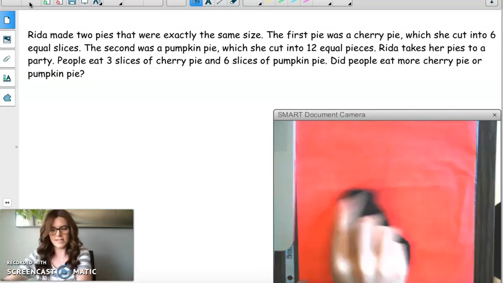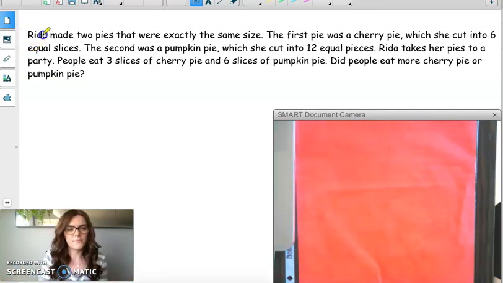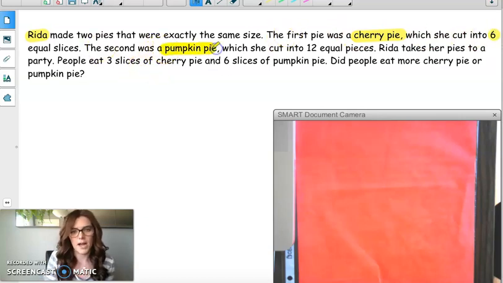Our next one says, Rita made 2 pies that were exactly the same size. The first pie was cherry pie and she cut it into 6 equal slices. The second was a pumpkin pie, which she cut into 12 equal pieces. Rita takes her pies to a party. People eat 3 slices of cherry and 6 slices of pumpkin. Did people eat more cherry or pumpkin pie?